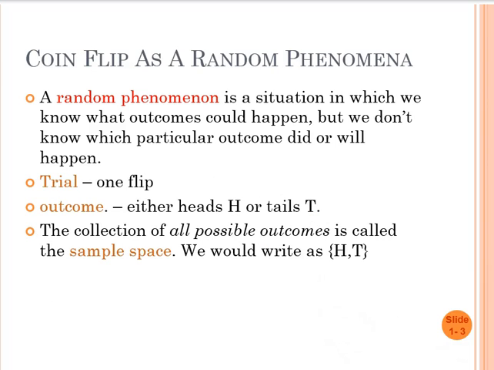So let's look at a few examples. With the coin flip, for example, one trial would just be one flip of the coin. And so the outcome is either going to be heads or tails. There aren't a lot of other events that are possible. You're either going to get a heads or you're going to get a tails. And so the entire sample space is the collection of all possible outcomes. We would just simply write that as H or T to represent each possible outcome.